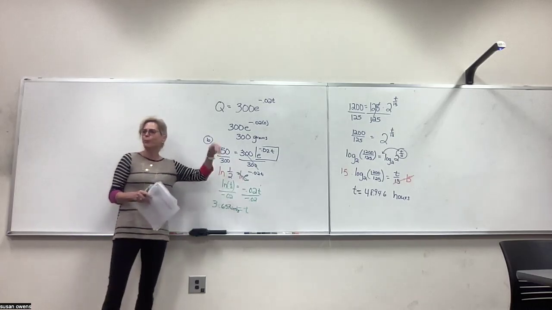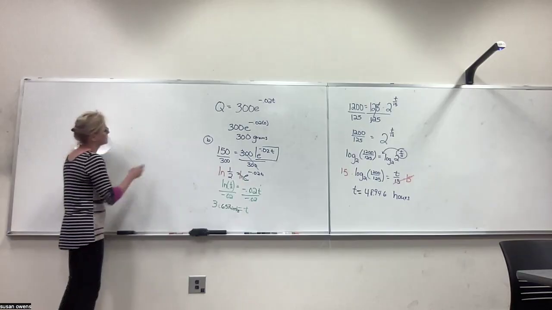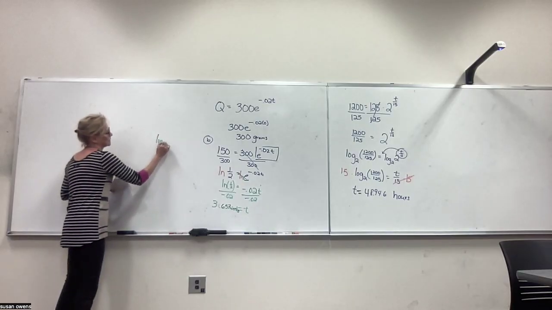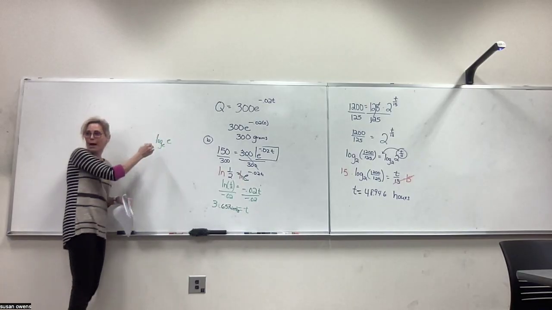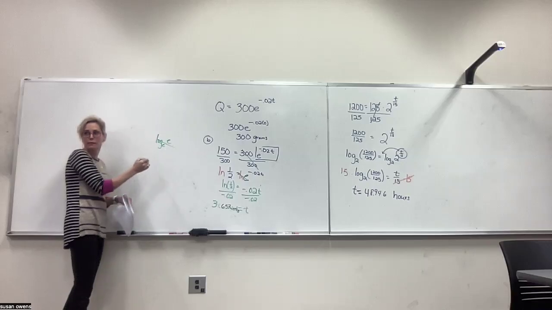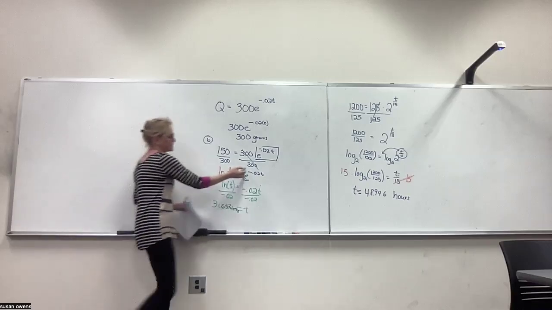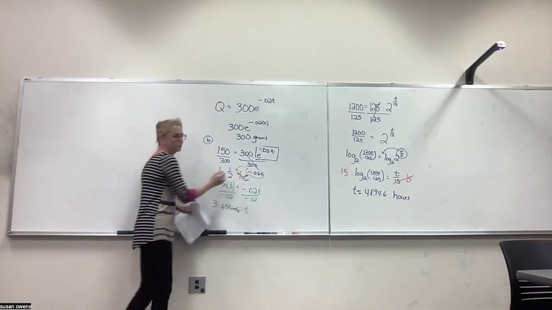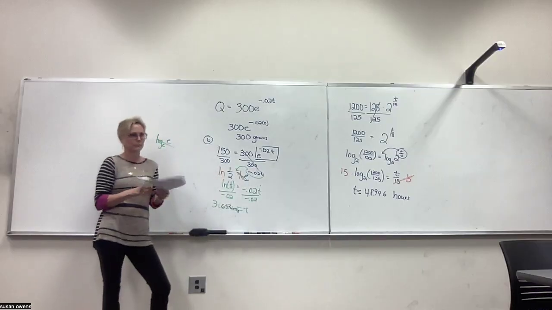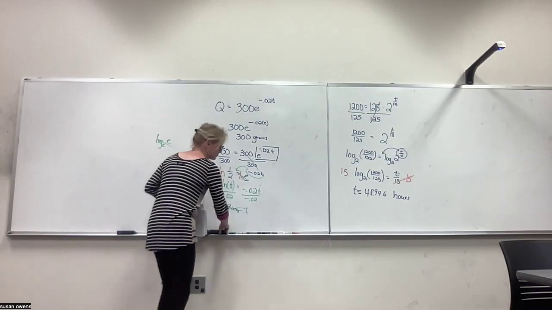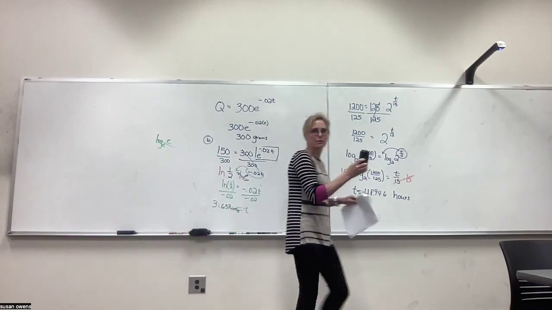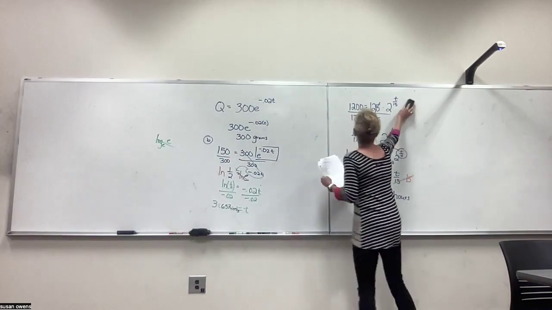Ln e is log base e of e. So my base and my argument match, so it's just one. And then the other comes down in front to multiply. Any questions? All right.